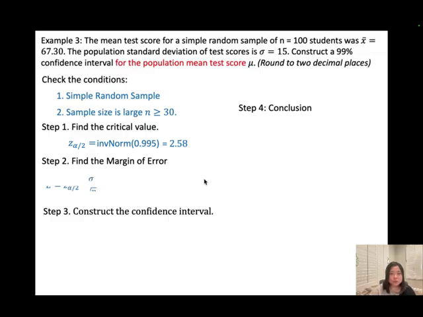Now, find the margin of error. You already have the critical value, and the population standard deviation equal to 15, and the sample size n equal to 100. Use your calculator to see what you get.